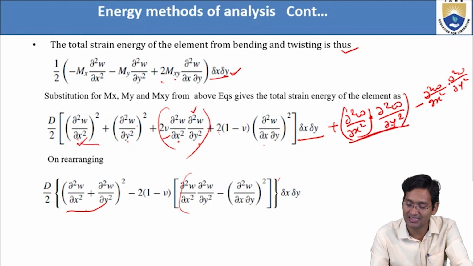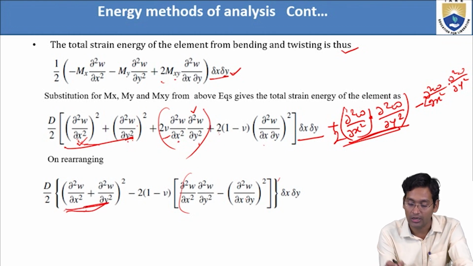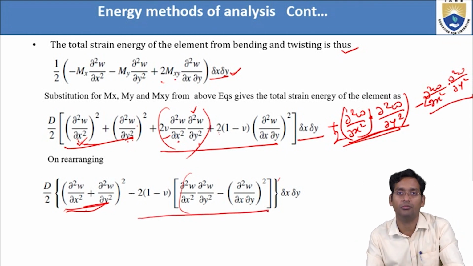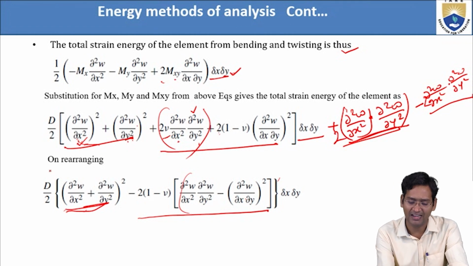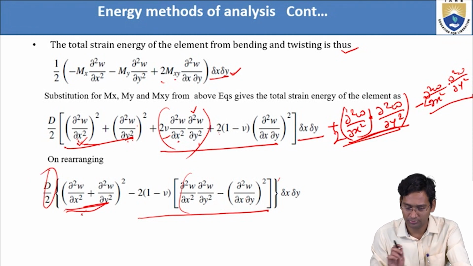By taking this and these two, this becomes a square plus b square plus 2ab. So just put 2 here also. A square plus b square plus 2ab will give you a plus b whole square. Now these terms plus this term, after taking common, will give you this term, right? And D by 2 is already common, that is a constant. So now we got this one.